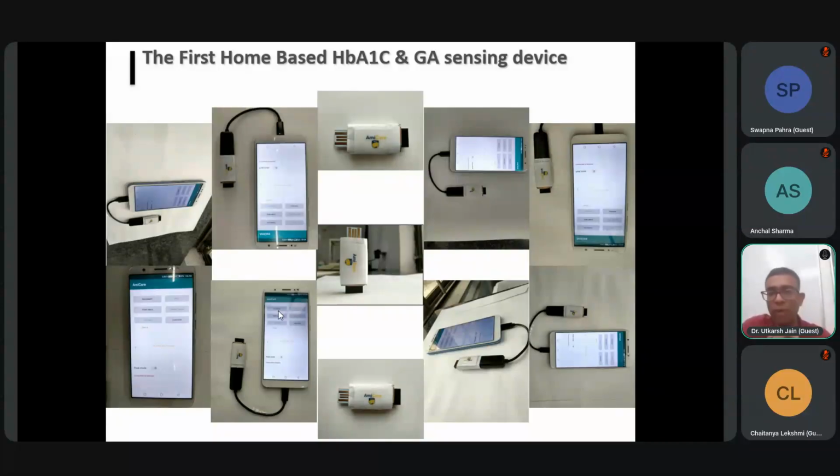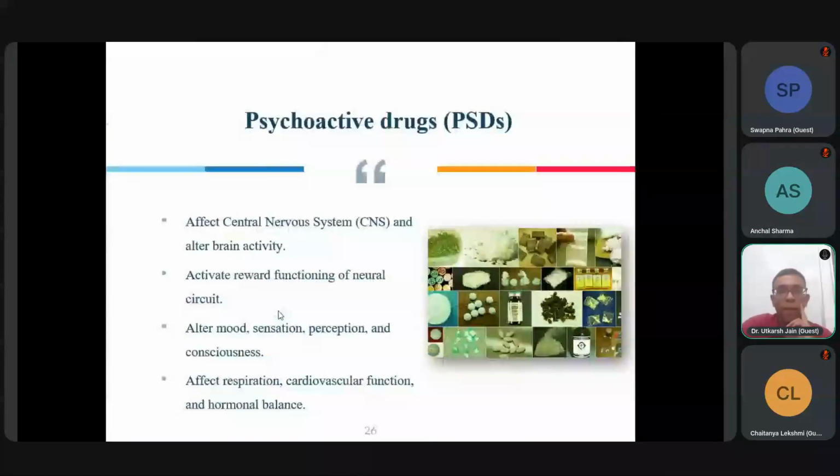And this was actually funded by BIRAC, and BIRAC really supported us, and they are giving us the next grant for validating this device with the clinical hospitals.